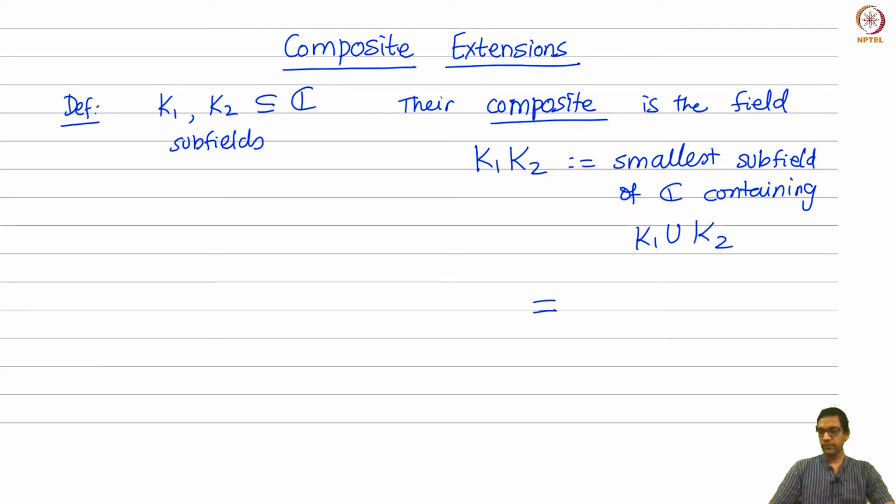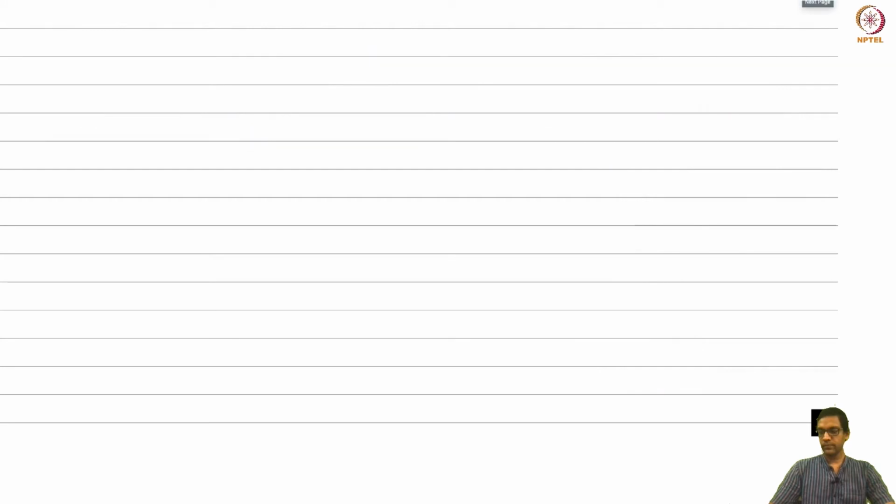Another way of saying this is to say you just take the intersection of F, where I'll put script F. So what is F? F is a subfield of C which contains K1 union K2. So this is called the composite of two given subfields of a larger field in general.